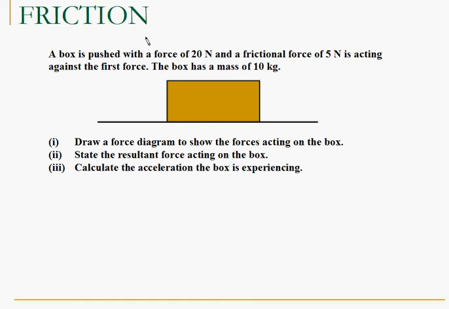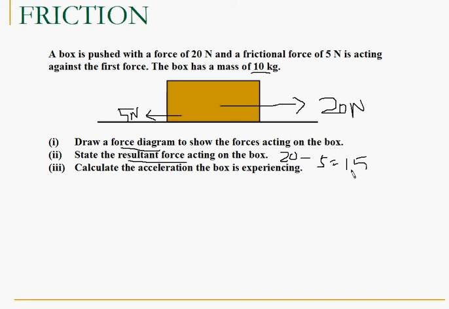Okay, finally, we'll look at friction. In this case, I have a box pushed with a force of 20 Newton and a frictional force of 5 Newton acting on it. The box has a mass of 10 kg. So draw the force diagram to show the forces acting on the box. So you have 20 Newton this way, and you have the friction in the opposite direction, 5 Newton. Okay, what's the resultant force? So you take 20 minus 5, you get 15 Newton. So that will be the resultant force.